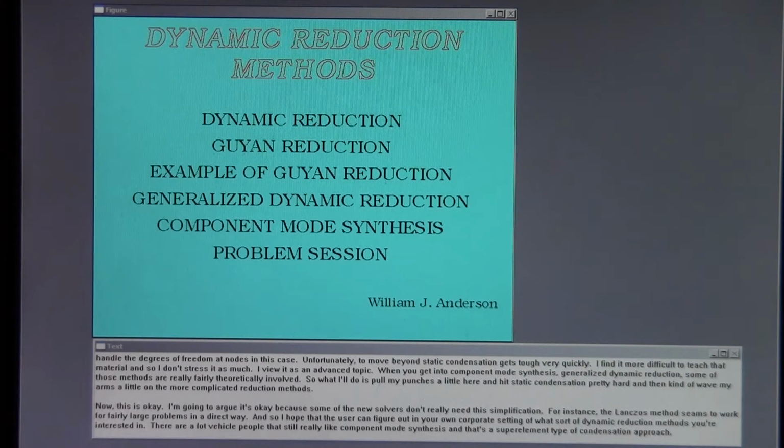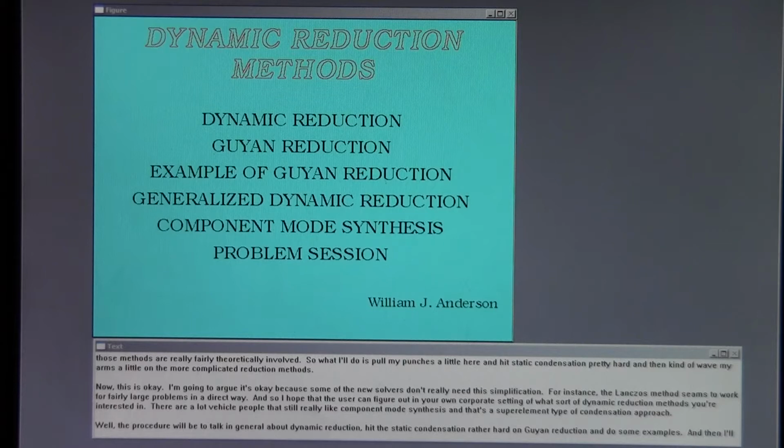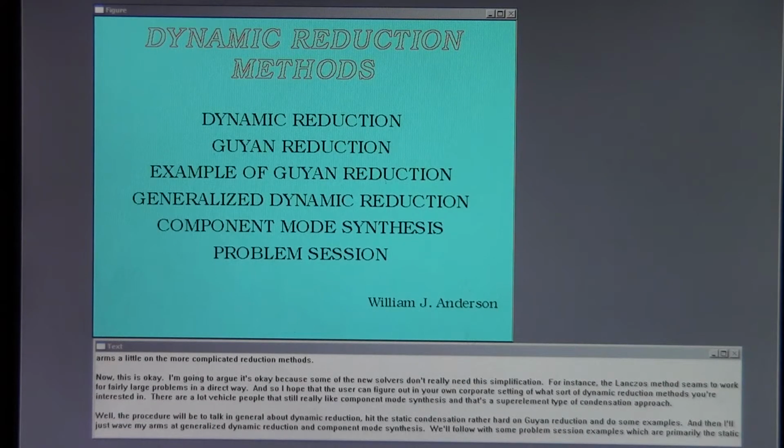So what I'll do is pull my punches a little here and hit static condensation pretty hard, and then kind of wave my arms a little on the more complicated reduction methods. Now, this is okay. I'm going to argue it's okay because some of the new solvers don't really need this simplification. For instance, the Lanczos method seems to work for fairly large problems in a direct way. And so I hope that the user can figure out in your own corporate setting what sort of dynamic reduction methods you're interested in.